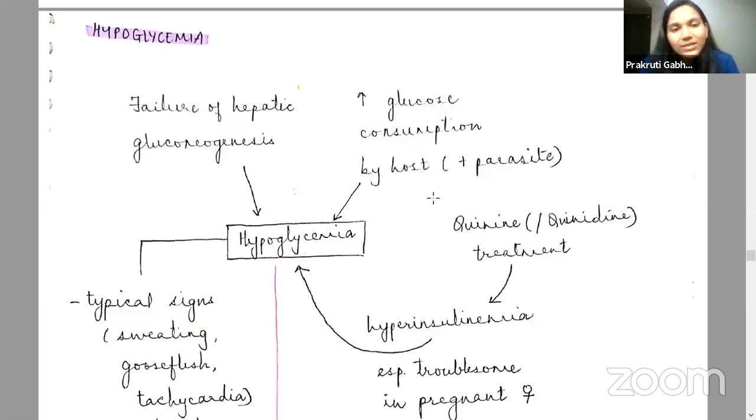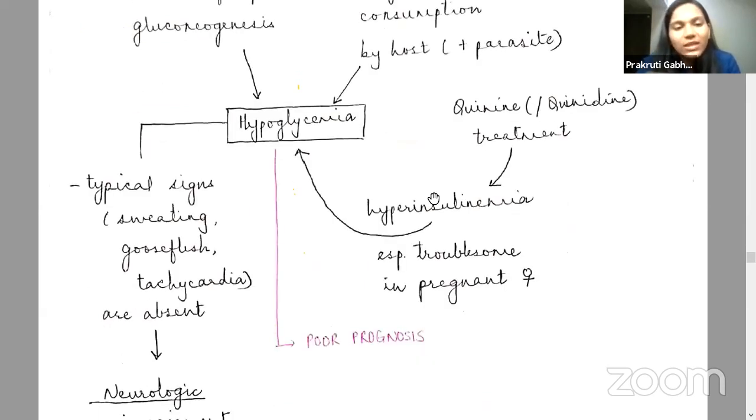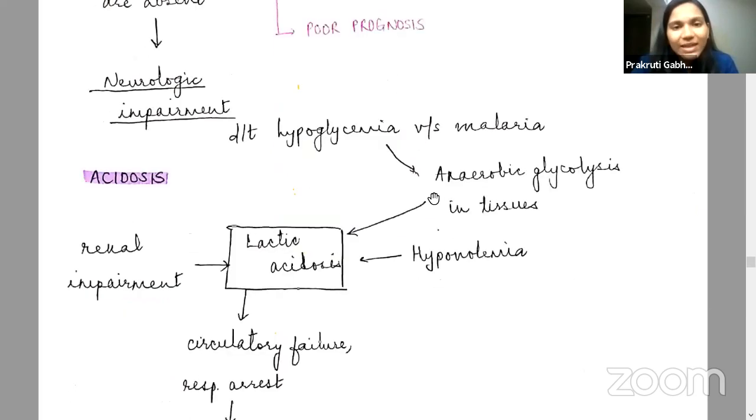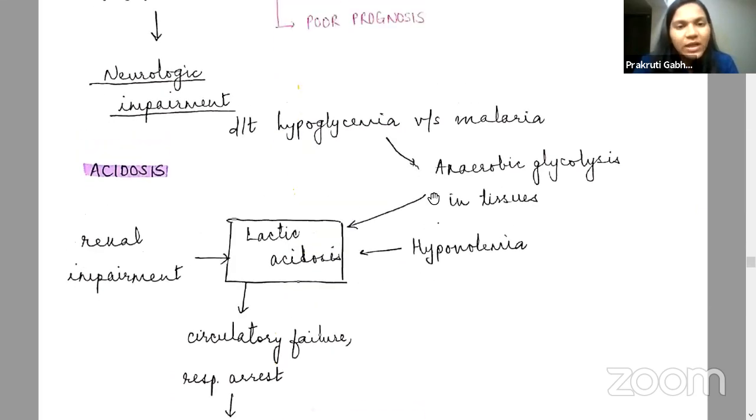And then, unfortunately, in this case, the typical signs of hypoglycemia, that are sweating and tachycardia, are not seen, and it may manifest extremely severely, leading to neurologic deficits. And it may become difficult to differentiate whether these neurologic deficits are because of cerebral malaria or because of hypoglycemia due to malaria. And hence, any form of hypoglycemia in malaria is a very poor prognosis.